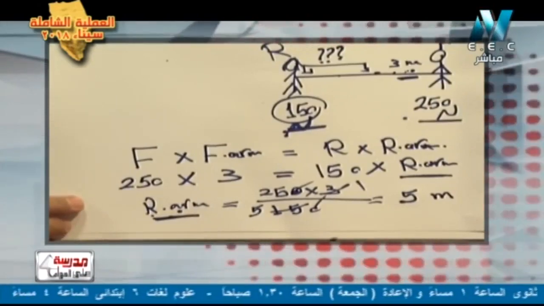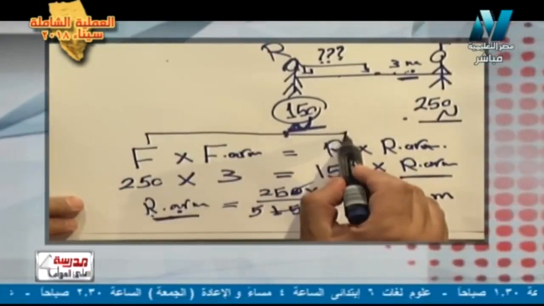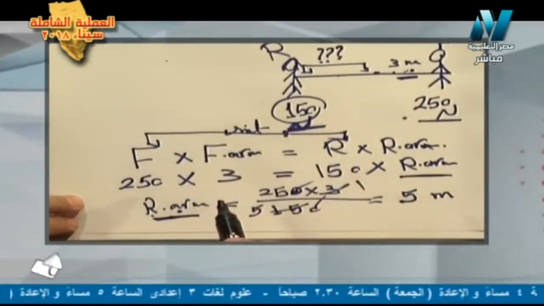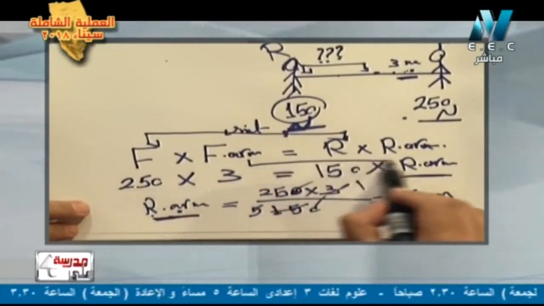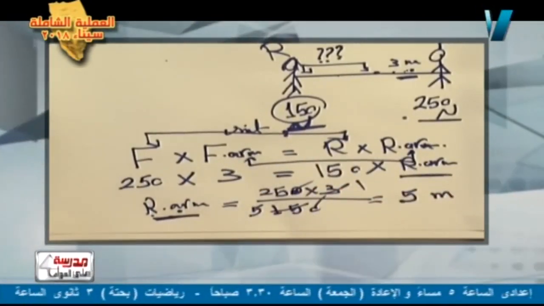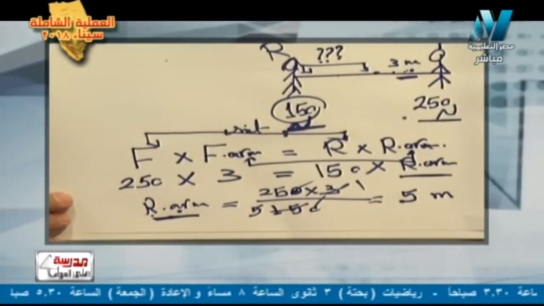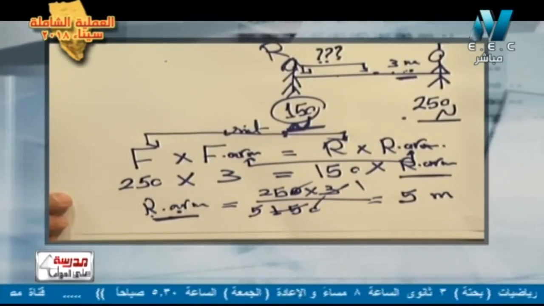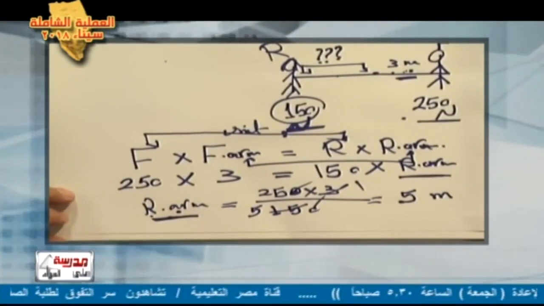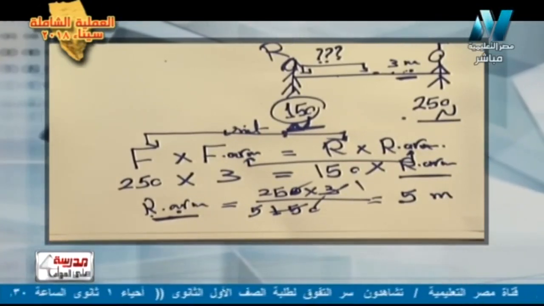We must notice that the effort force and resistance force have the same unit. Effort force arm and the resistance arm also have the same unit. If the effort force is in Newton, the resistance will also be in Newton. If the effort force arm is in meters or centimeters, the resistance arm will also be in meters or centimeters.